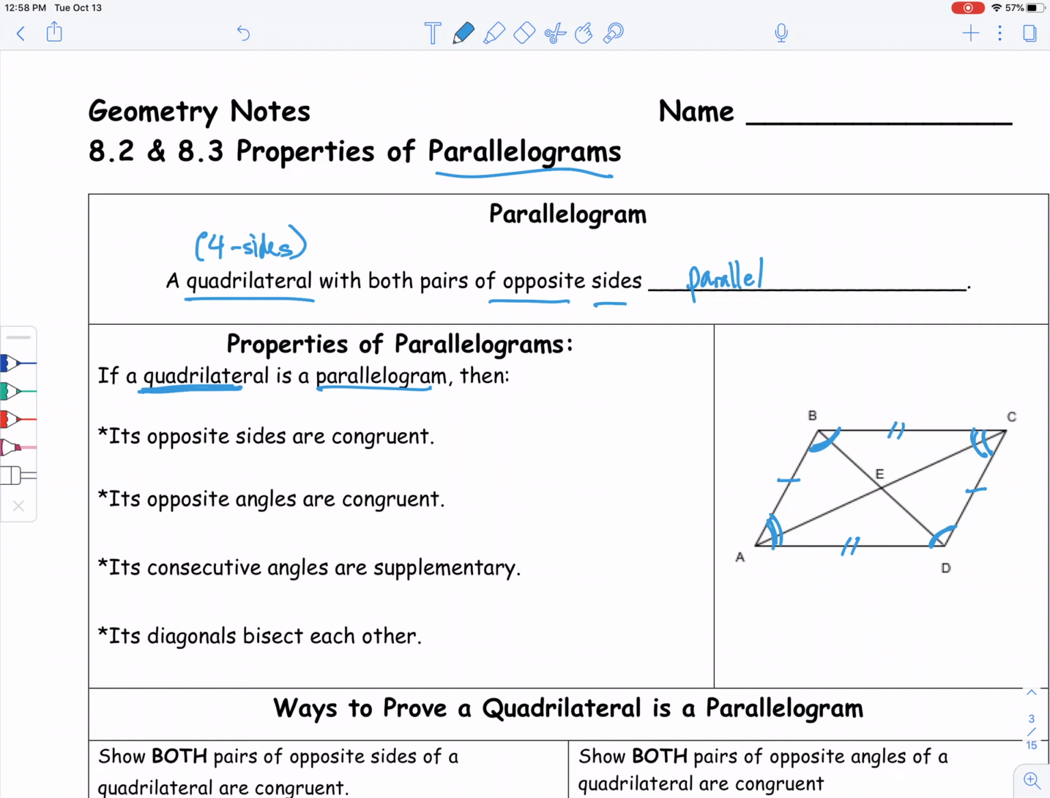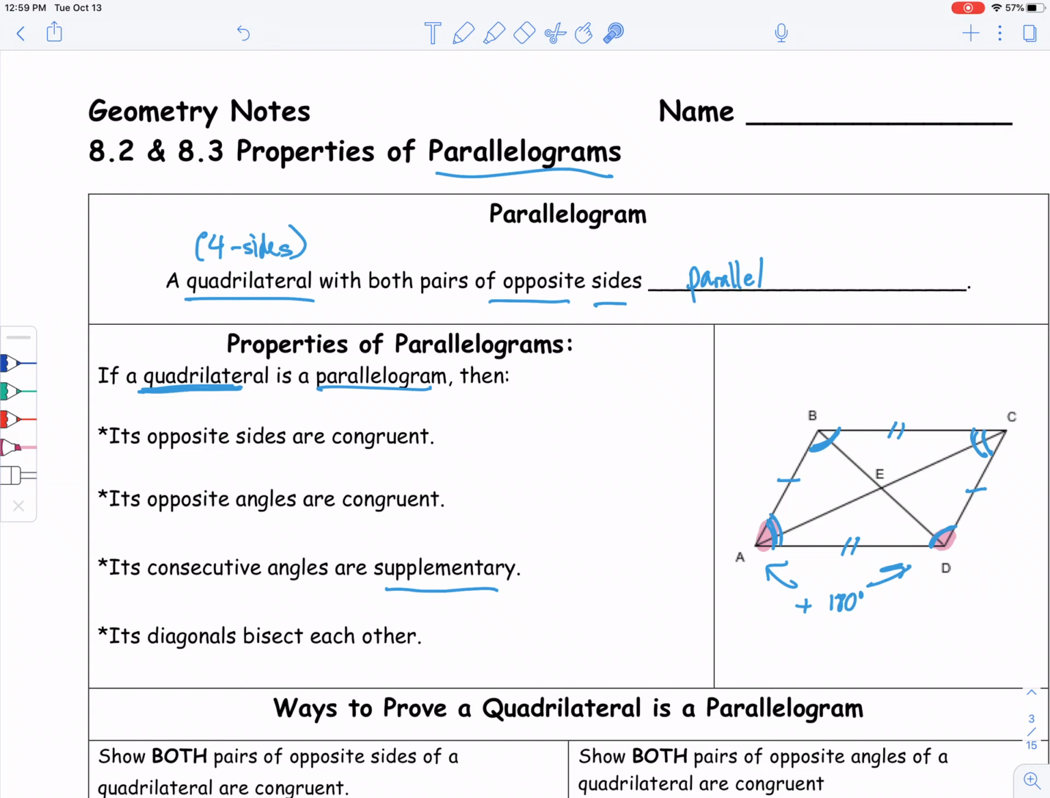Consecutive angles are supplementary. That means the angles that are next to each other are going to add up to 180. So looking at A and D, those should add to 180 degrees. Same thing for B and A, C and D, and B, C. So any angles that are next to each other have to add up to 180 on the corners of the parallelograms. And also, finally, the diagonals will bisect each other.